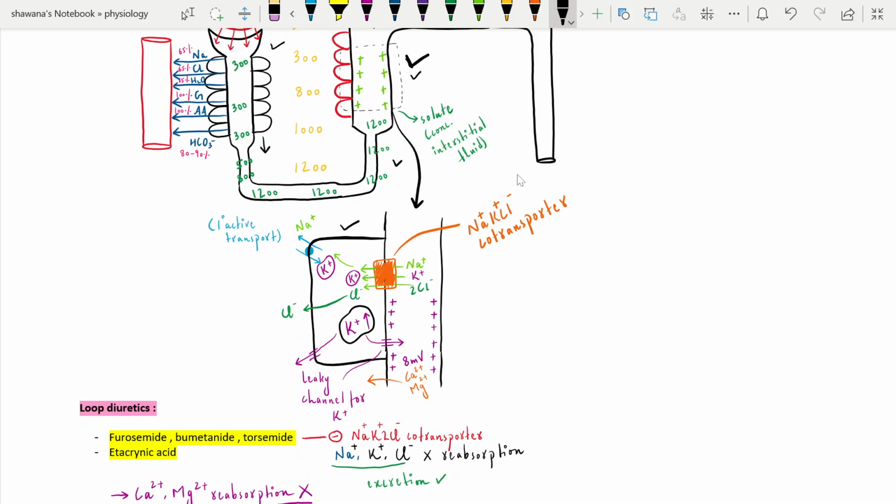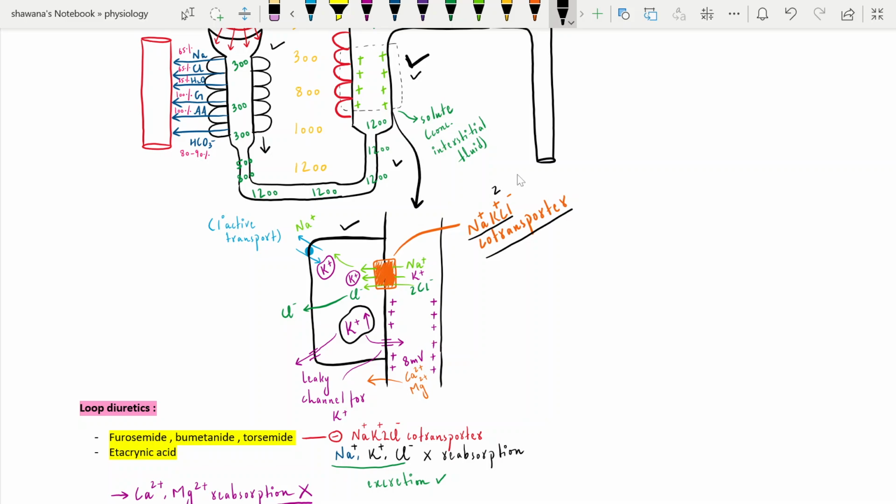On the luminal surface, there is a special kind of transporter present particularly in the thick part of the ascending limb of loop of Henle, which is known as the sodium potassium 2 chloride cotransporter. The name suggests all of its functions. What are the functions? It transports the sodium in, it transports the potassium in, it transports the chloride in. But what are the mechanisms?